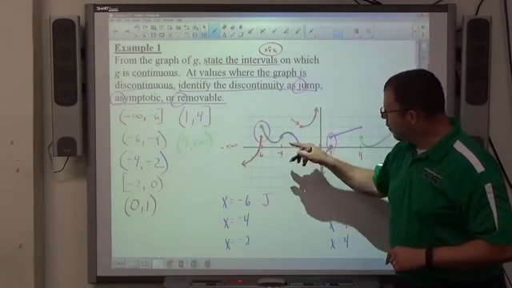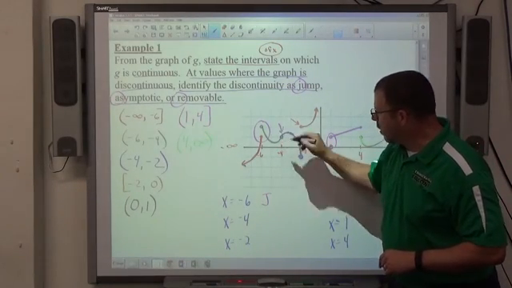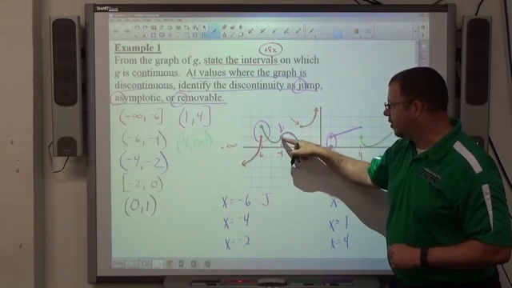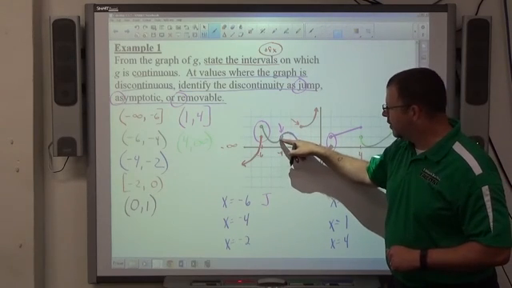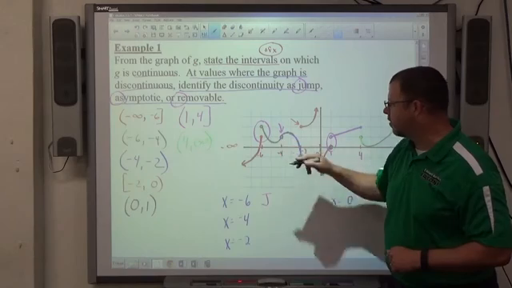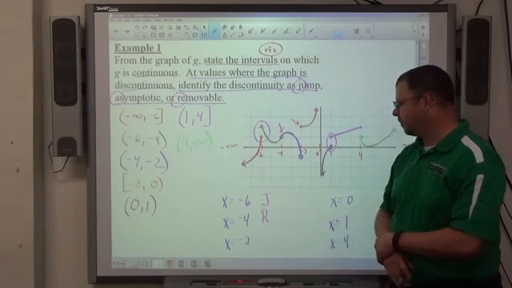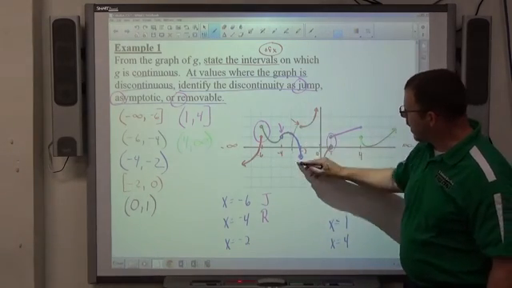The next one, negative 4. This is what a removable discontinuity looks like. The graph is continuous except for this hole in it. The graph has the same limit on both sides. That's a removable discontinuity. Negative 2, we got another jump.